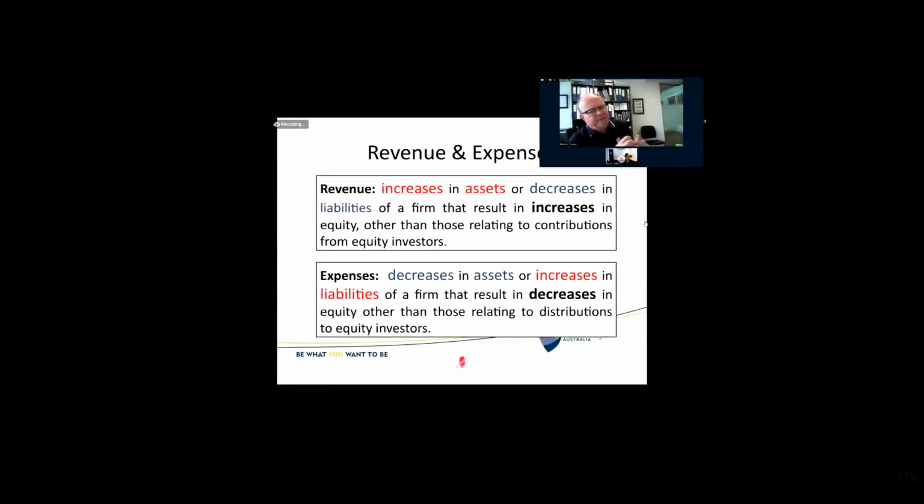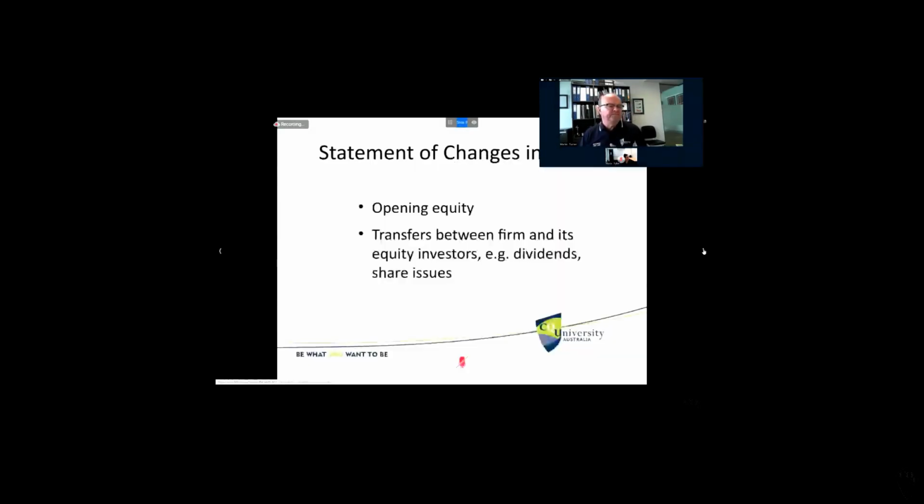Now, revenue and expenses. We looked at revenue and expenses the other week. Revenues are increases in assets or decreases in liabilities of a firm that result in increases in equity other than those relating to contributions from equity investors. And expenses are similar, but they're the decreases in assets or increases in liabilities of a firm that result in decreases in equity other than those relating to distributions to equity investors.